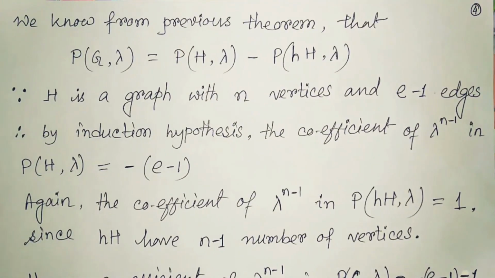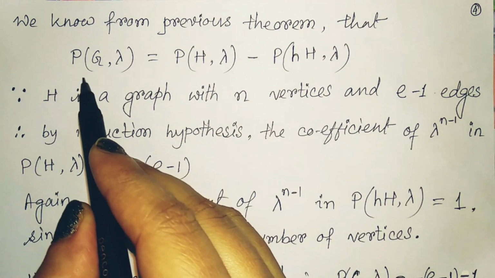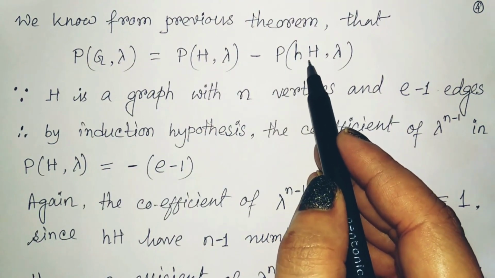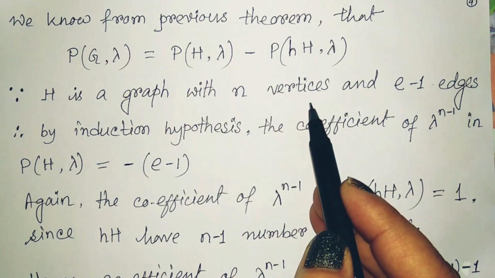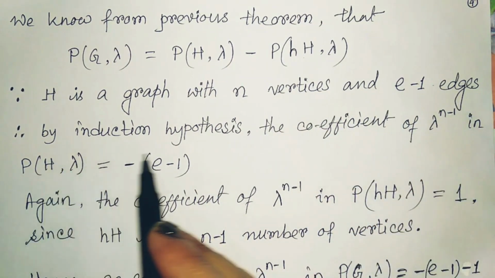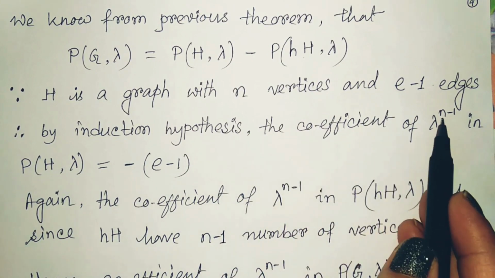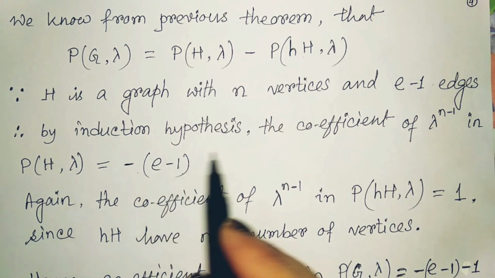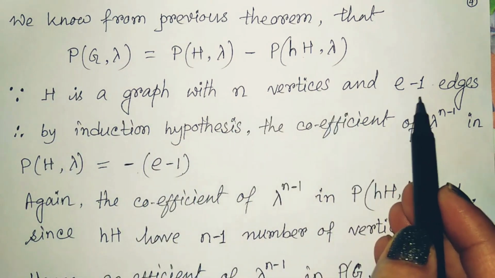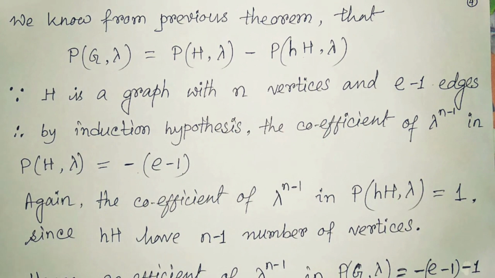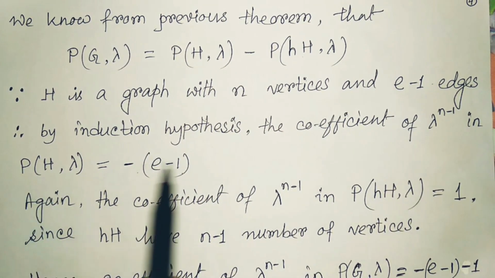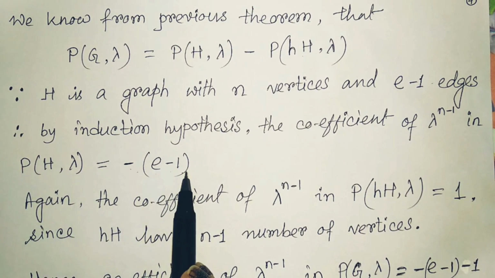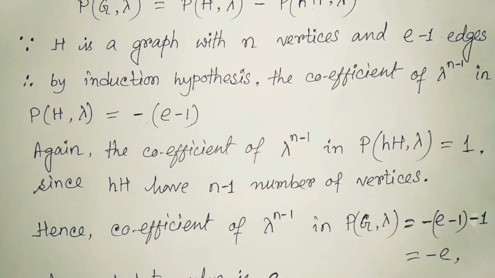Next, we know from the previous theorem that the chromatic polynomial of G is equal to the chromatic polynomial of H minus the chromatic polynomial of small h into H. Since H is a graph with n vertices and e minus 1 edges, by the induction hypothesis, the coefficient of lambda to the power n minus 1 should be minus of e minus 1. I hope you understand. H is the graph with n vertices and e minus 1 edges, and according to the induction hypothesis, the coefficient of lambda to the power n minus 1 in the given polynomial should be minus of e minus 1, because the second term is always negative, which we have observed always.